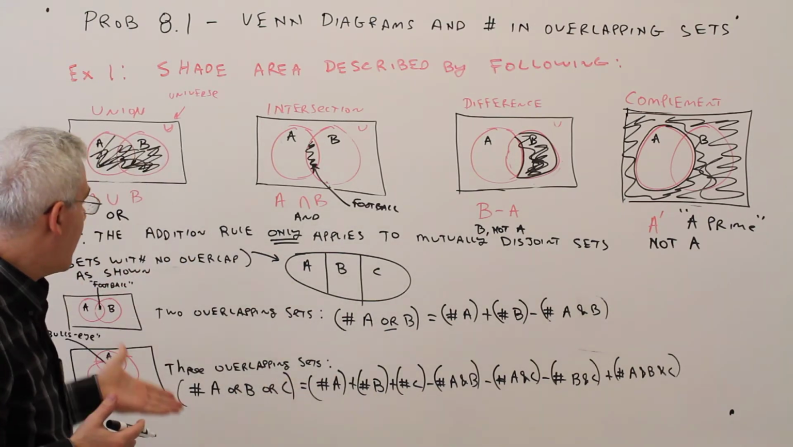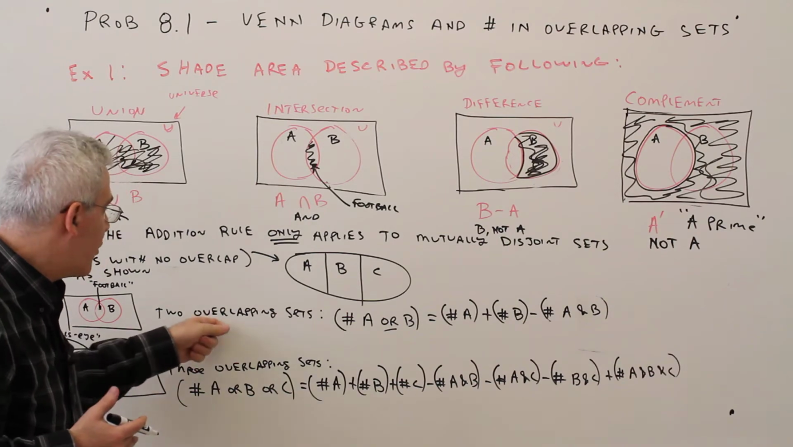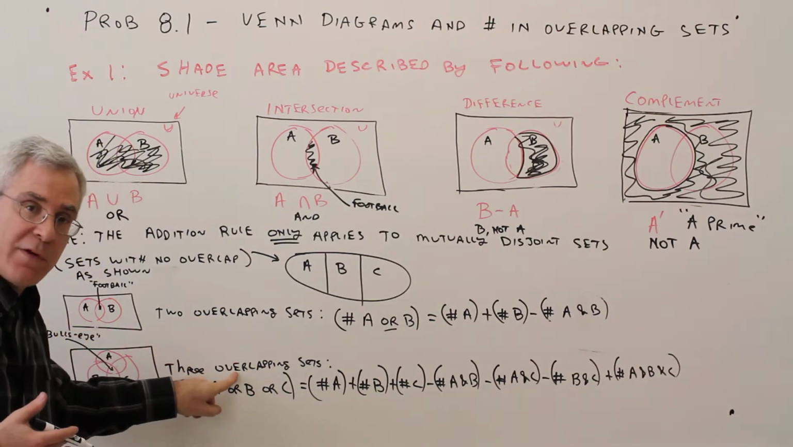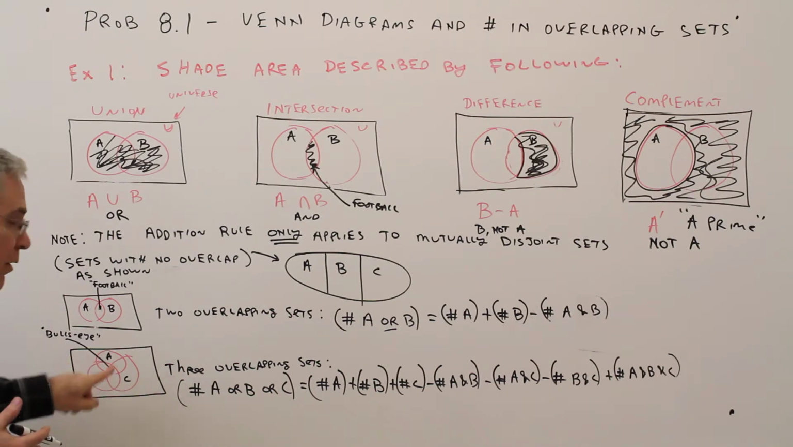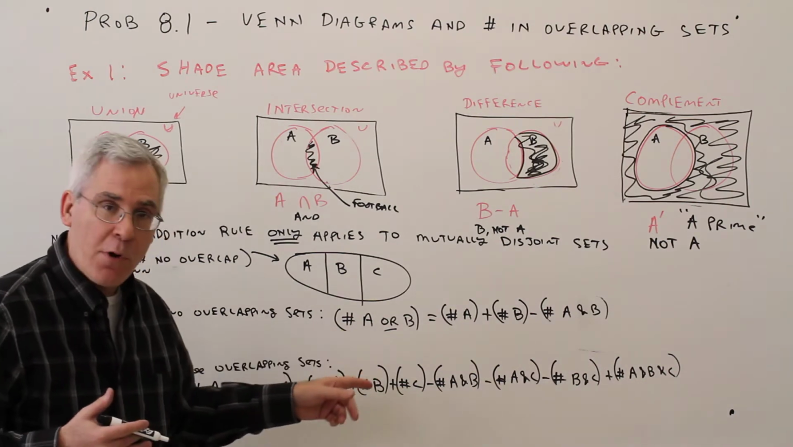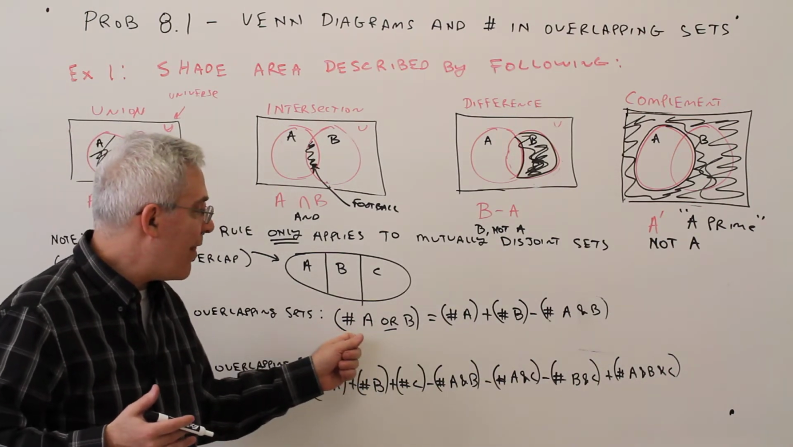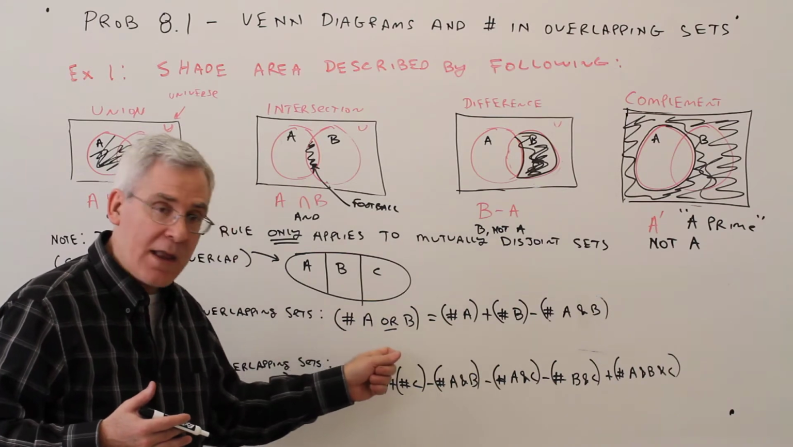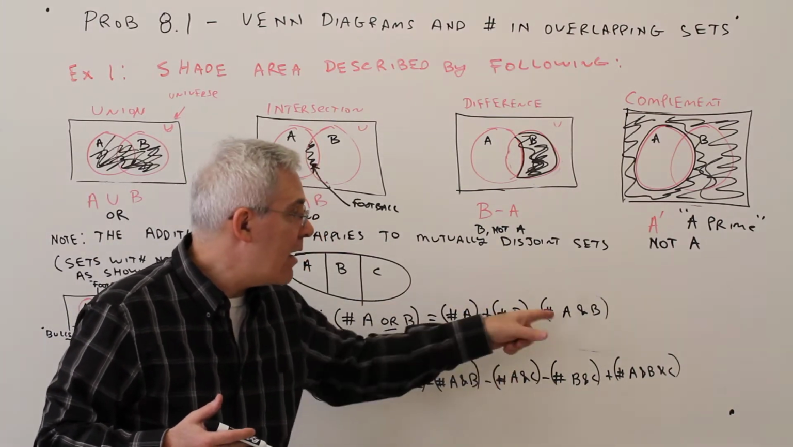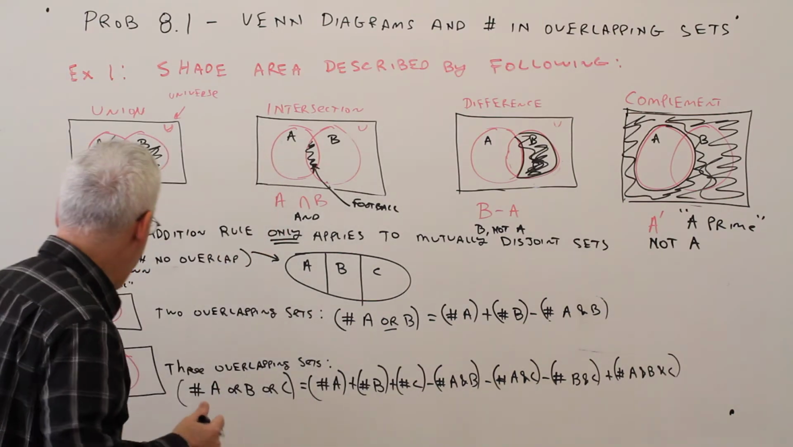So here's two of the more common ones we'll be using. Two overlapping sets, as shown here, or three overlapping sets, as shown here. For the three overlapping sets, you want to make sure you draw the circles so you get all those regions. Okay, for two overlapping sets, the number of elements in A or B is the number in A plus the number in B minus the number in A and B.